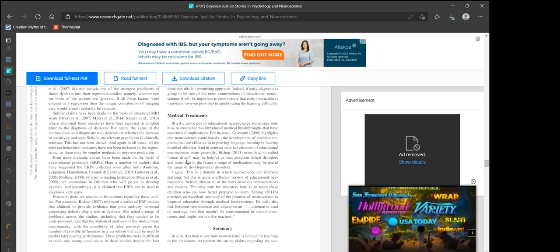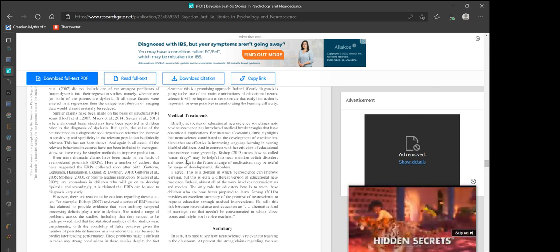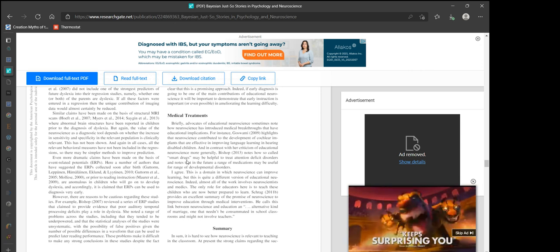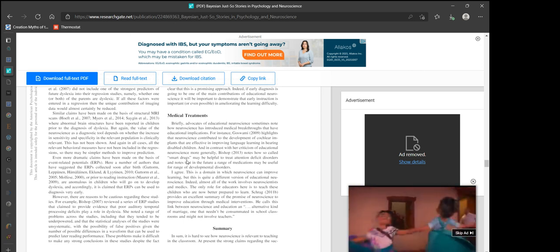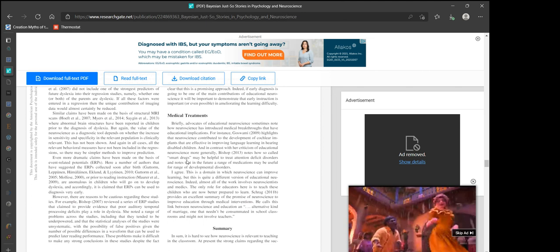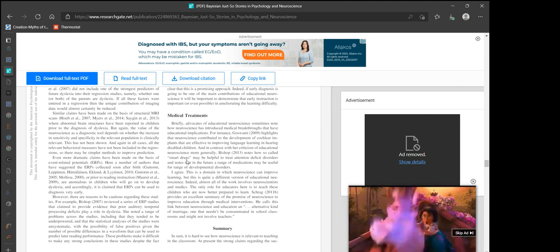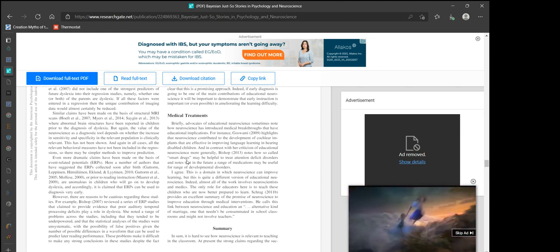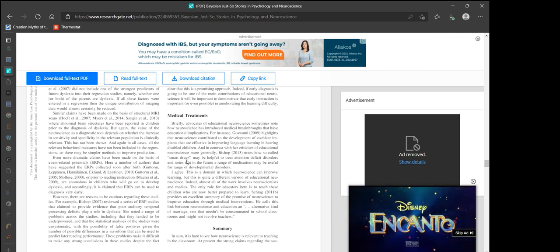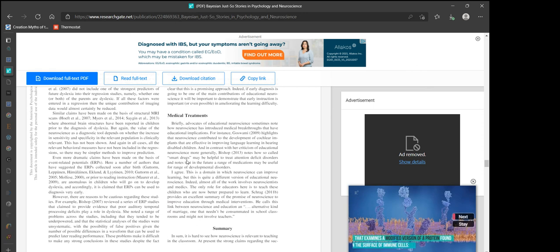Even more dramatic claims have been made on the basis of event-related potentials, ERPs. Here, a number of authors have suggested that ERPs collected soon after birth or prior to reading instruction are anomalous in children who will go on to develop dyslexia, and accordingly, it is claimed that ERPs can be used to diagnose very early. However, there are reasons to be cautious regarding these studies.